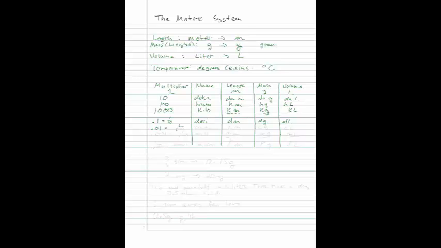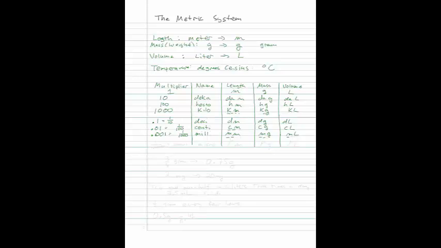0.01, which is 1/100th. The name of that is centi. That starts with C, so we use the first letter C. A centimeter, I'm sure that's something that you've seen before. A centigram, occasionally used. A centiliter, again, I don't think that's used very often. And then we have 1/1000th, and that's milli. So a thousandth of a meter is a millimeter. I'm sure you've seen that before. A thousandth of a gram is a milligram, and a thousandth of a liter is a milliliter.